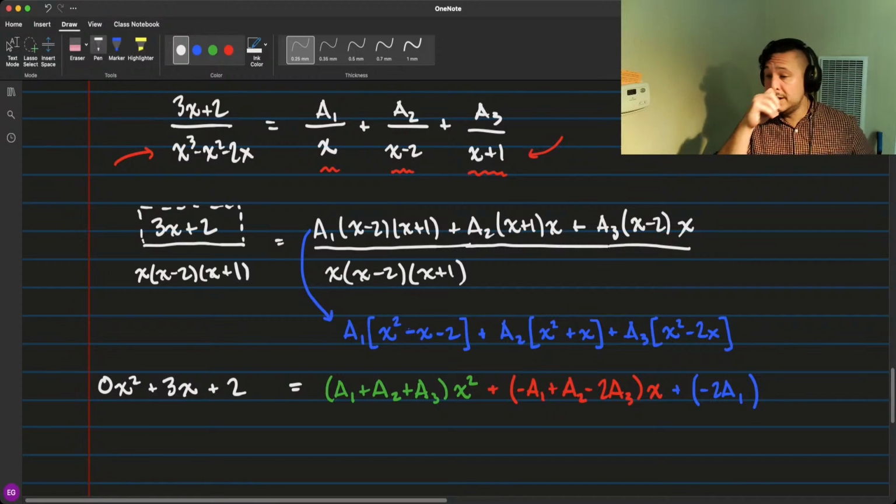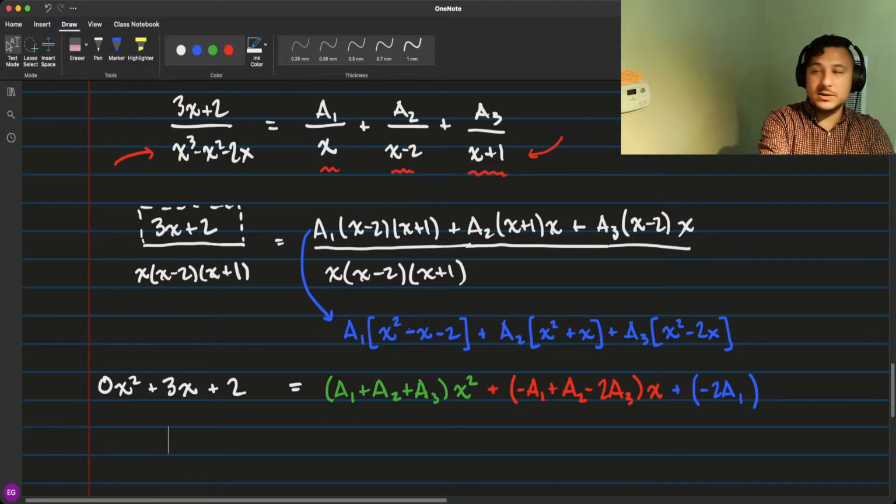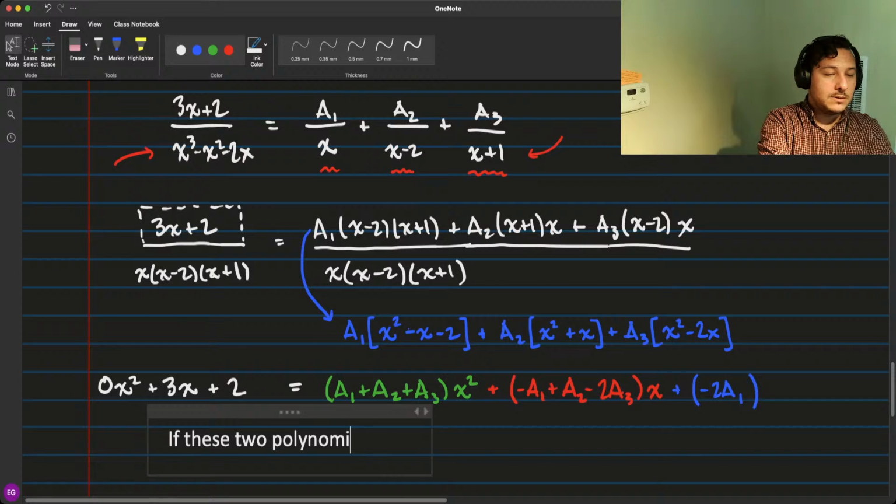Now these are two polynomials. And if these two polynomials are equal, what else has to be equal?